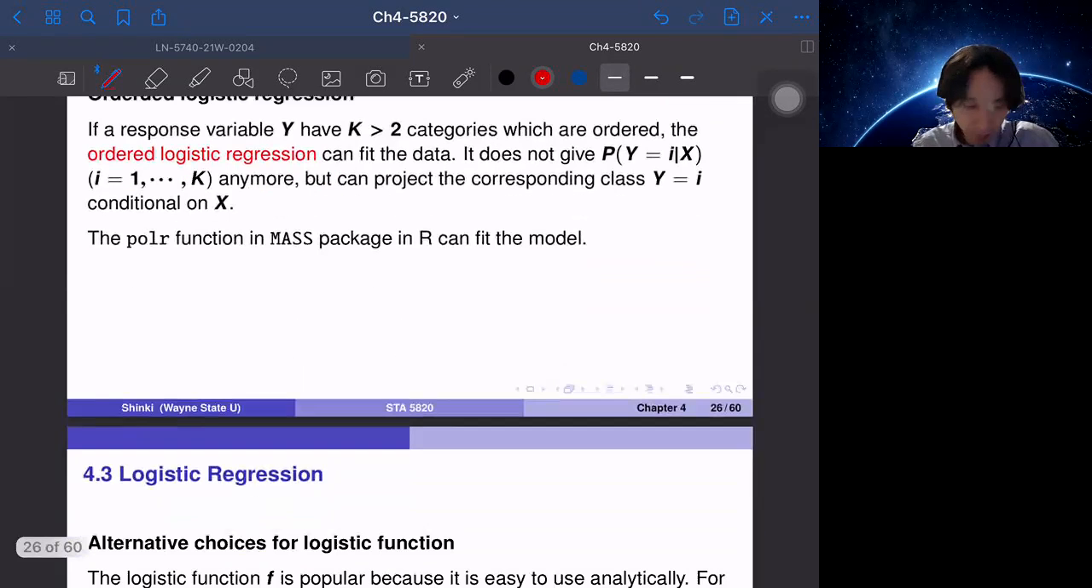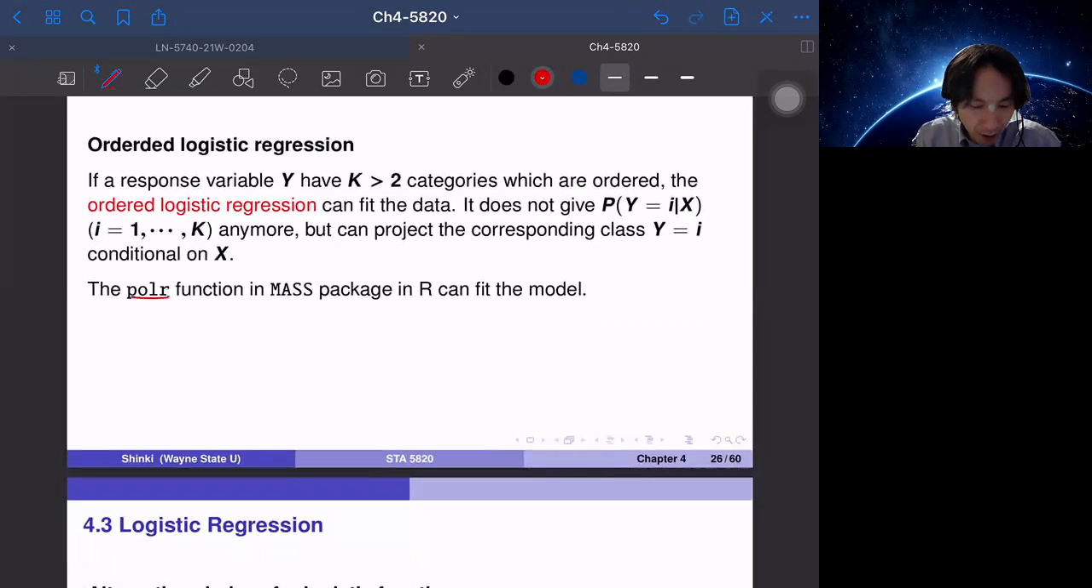We don't discuss this, but the polr function in the MASS package in R can fit this ordered logistic regression. So we assume more structure.